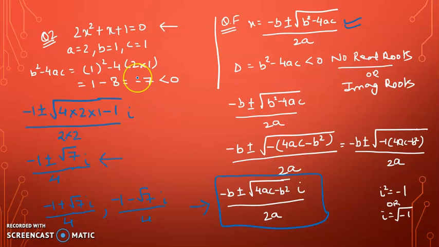Otherwise, you can directly use the 10th class formula also, then take i outside, that is also correct. Whichever method you find easy, you can solve by that method. So this exercise you can complete, students. The questions which I have not explained are an assignment for you. I am repeating these questions which I have solved so that it is easy for you to grasp the concept. The questions which I have not solved are for you to complete. Study well and all the best.